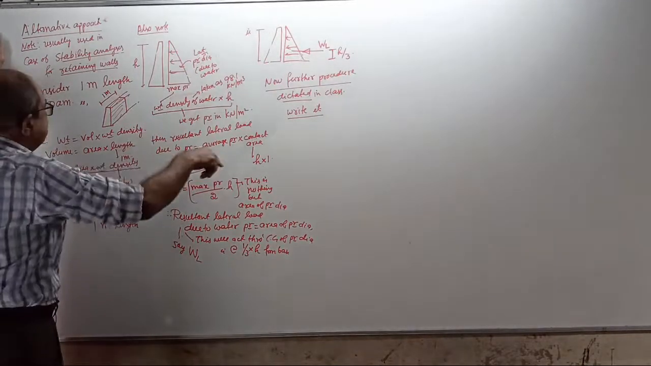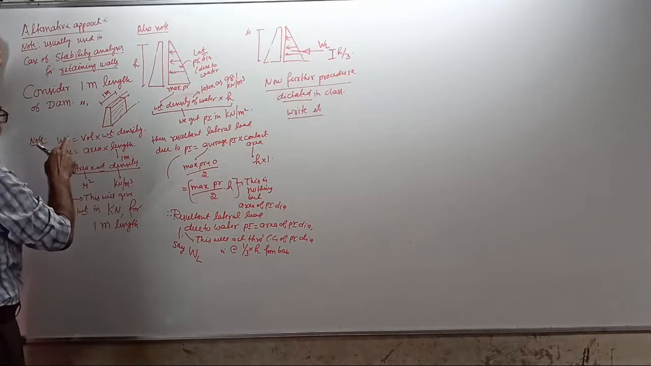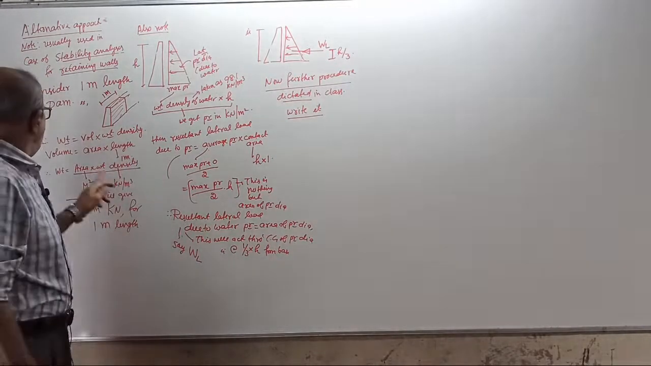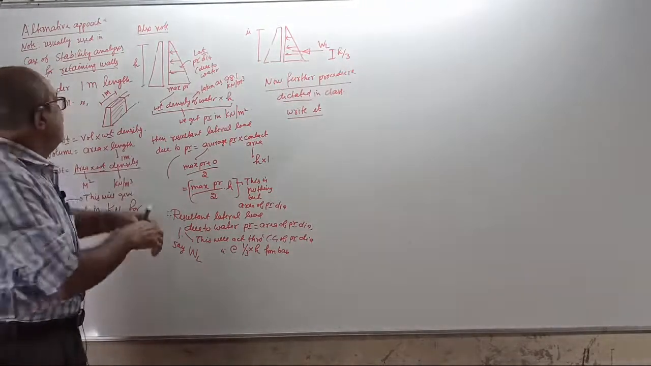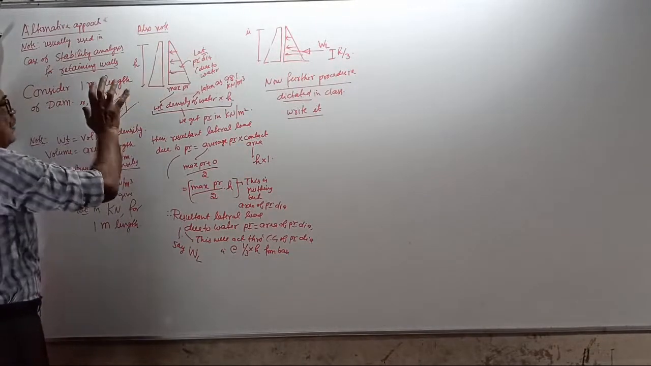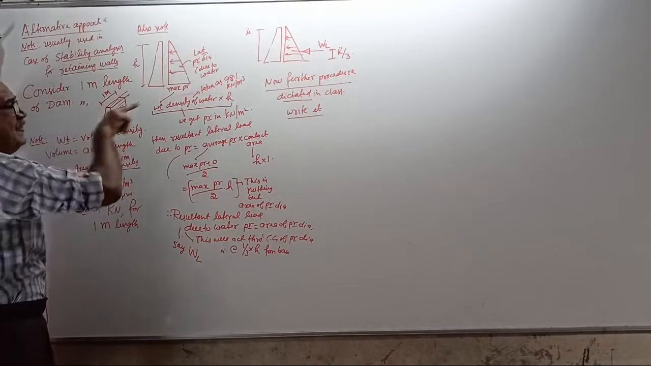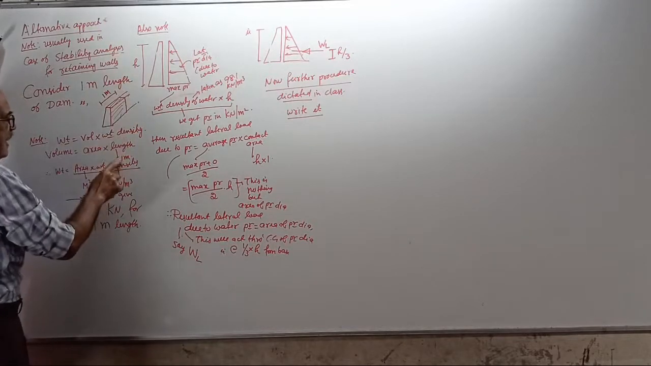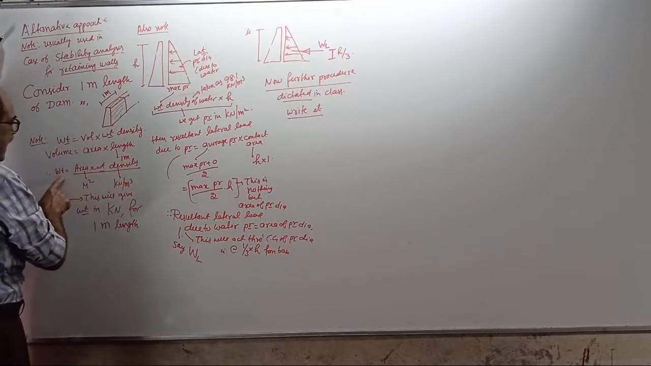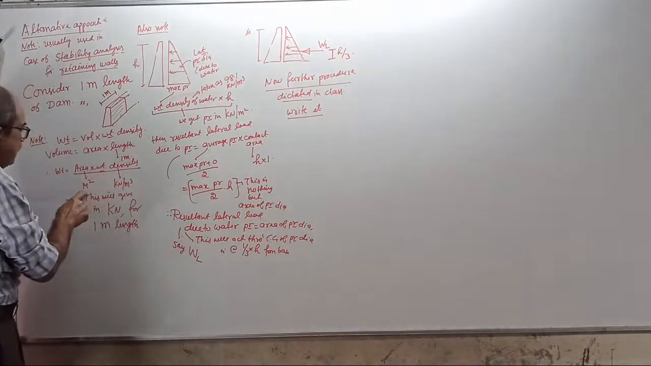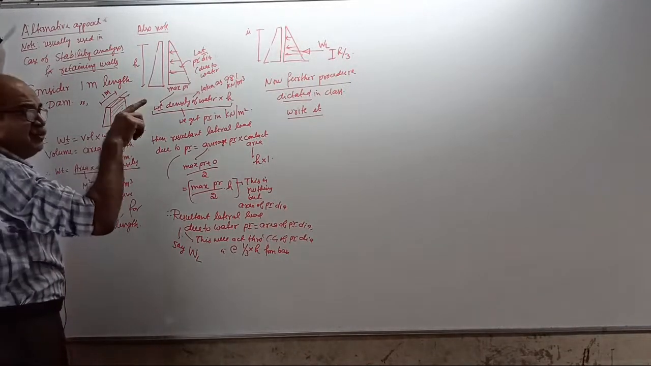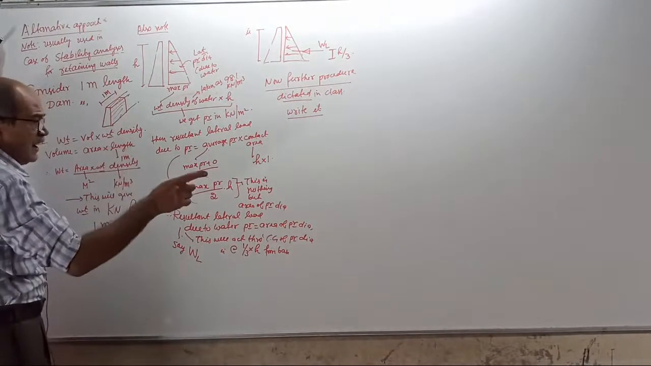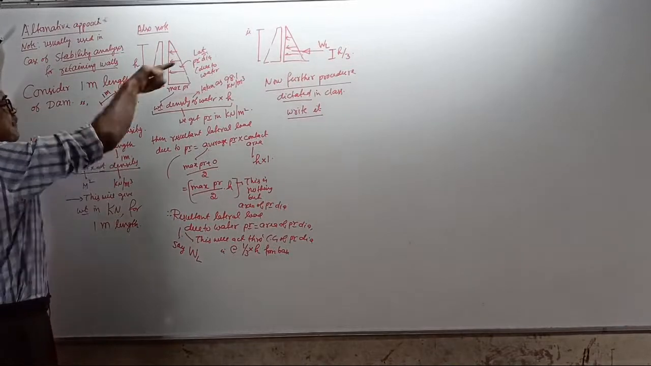But the steps are the same. Note, weight equals volume into weight density. Volume equals area into length. When you take 1 meter length, whatever area you are seeing here into length, and length is 1 meter. So weight is directly equal to area in meter square, into 1 meter, into kN per meter cube. The answer will come in kilonewton, but for 1 meter length.